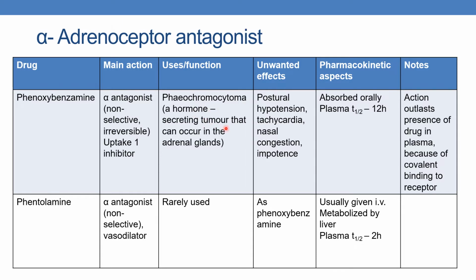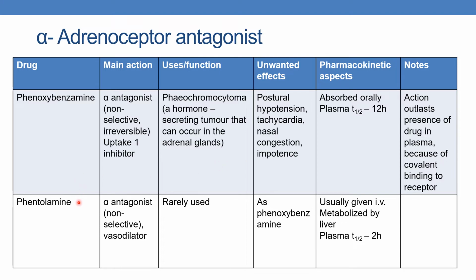This is a hormone secreting tumor that can occur in adrenal glands. Unwanted effects are postural hypotension, tachycardia, nasal congestion and impotence. Pharmacokinetic aspects are absorbed orally, plasma T-half is 12 hours. And the action outlasts the presence of drug in plasma because of covalent binding to receptor.